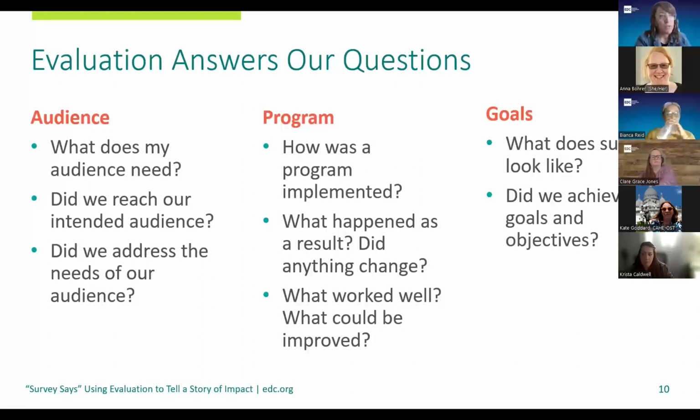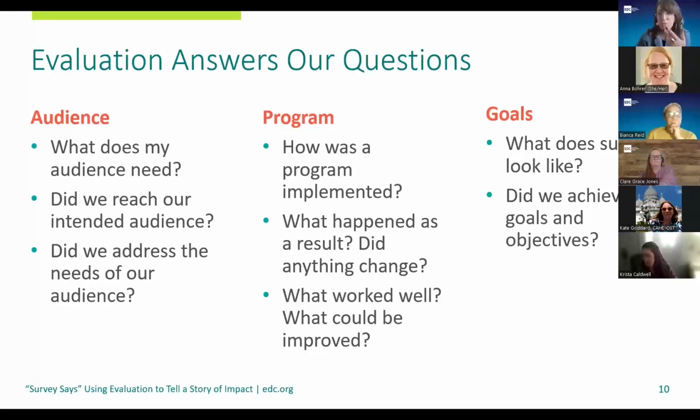When we're asking questions related to the program, these might be the questions you all might be more familiar with, like, did it work? It's the one ultimate question, which is really like, how was the program implemented and what happened as a result? Did anything change, right? Did young people increase their physical activity week to week? Are they eating healthier foods as a result of engaging in our program? What worked well? What can be improved? And ultimately, the goals that we have, we can use evaluation to help us define and think about, what does success really look like? How do we know it when we see it? And did we achieve our goals and objectives?